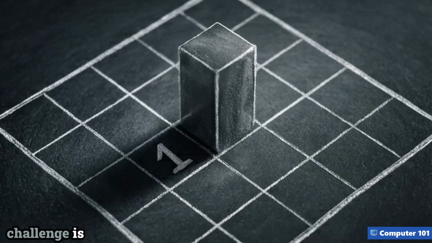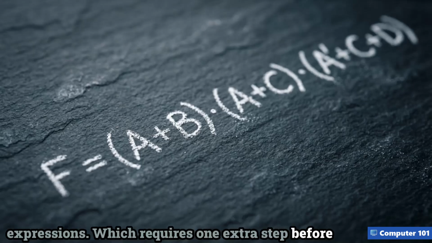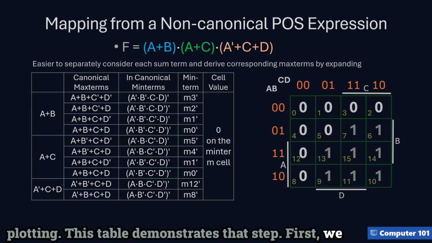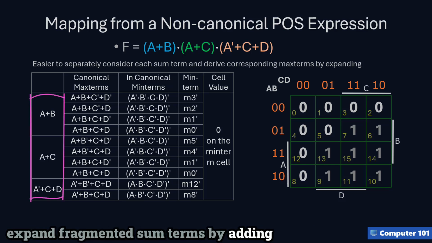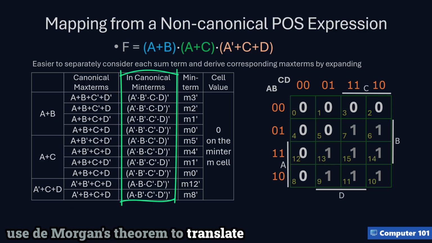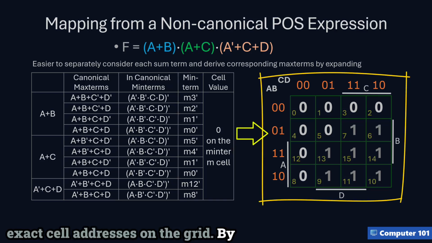The final challenge is mapping non-canonical product of sums expressions, which requires one extra step before plotting. This table demonstrates that step. First, we expand fragmented sum terms by adding missing variables, generating canonical max terms. Next, we use De Morgan's theorem to translate those into canonical minterms. Finally, we map zeros into those exact cell addresses on the grid.